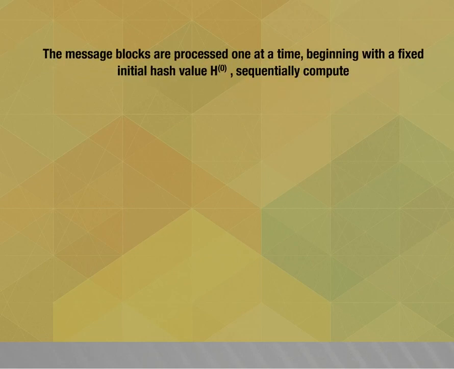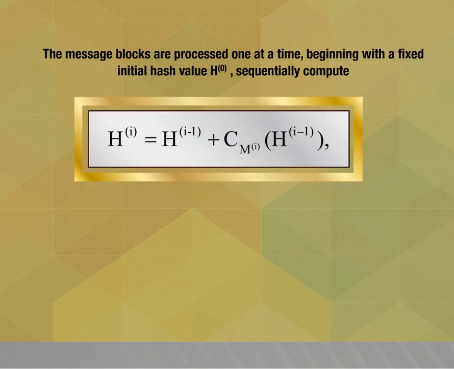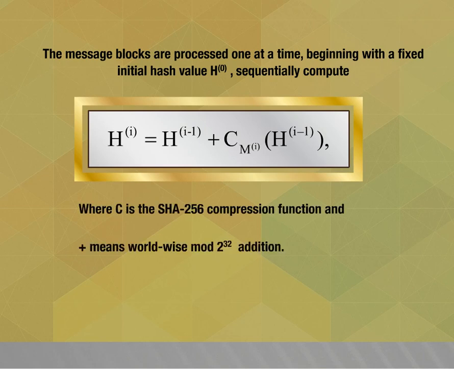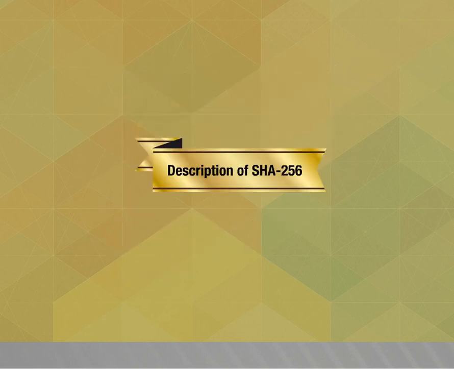The message blocks are processed one at a time, beginning with a fixed initial hash value h^0, sequentially computing h^i = h^{i-1} + C(m^i, h^{i-1}), where C is the SHA-256 compression function and + means wordwise mod 2^32 addition. h^n is the hash of m. Description of SHA-256.